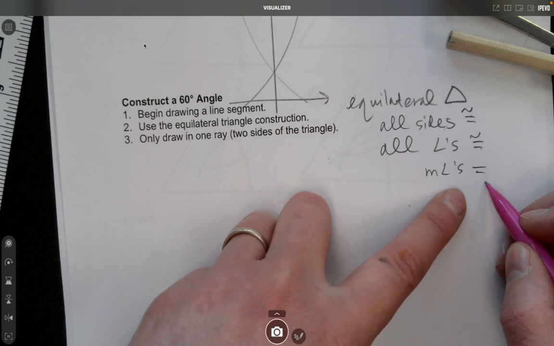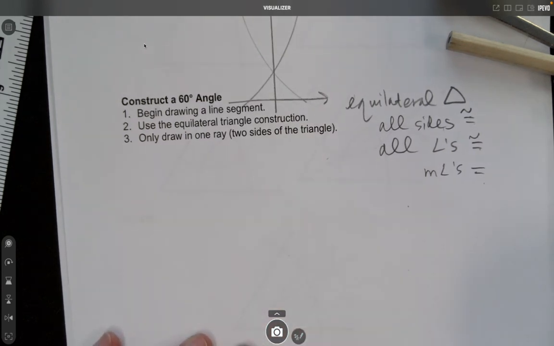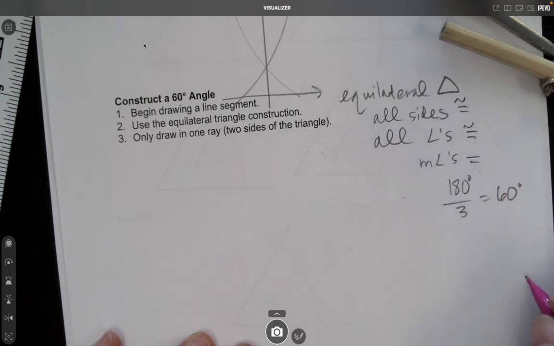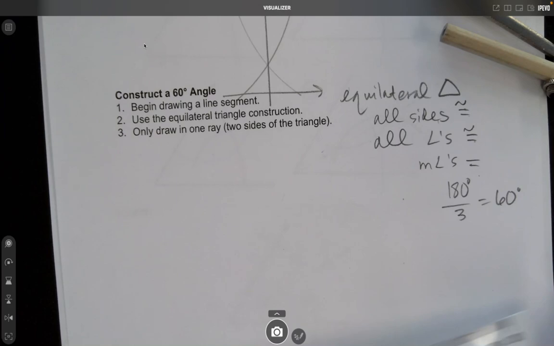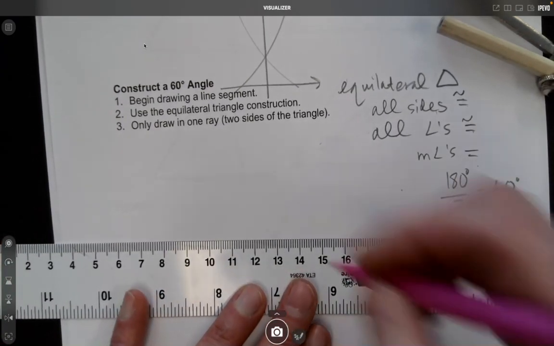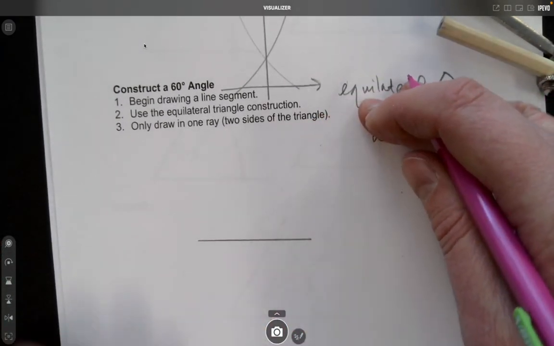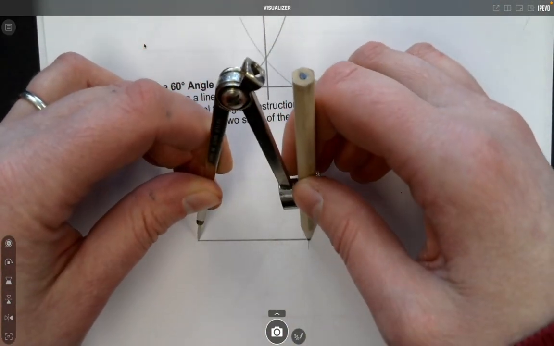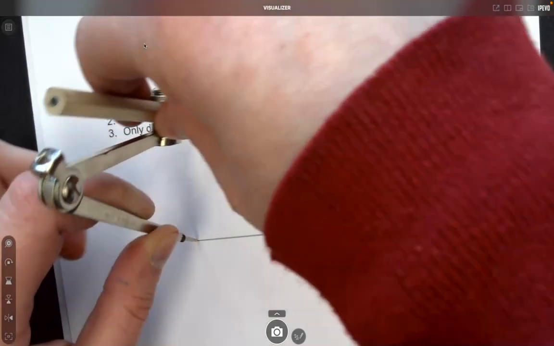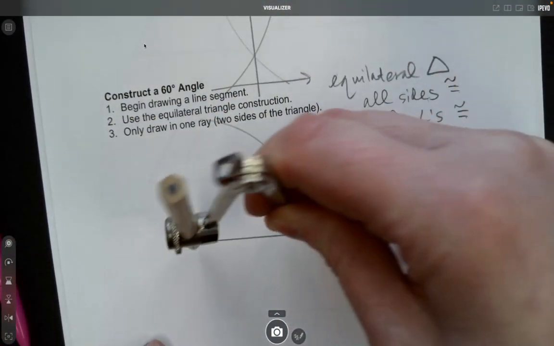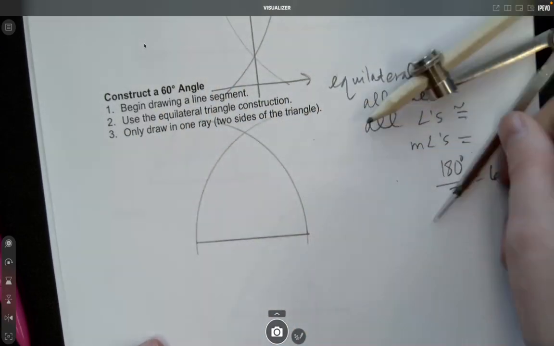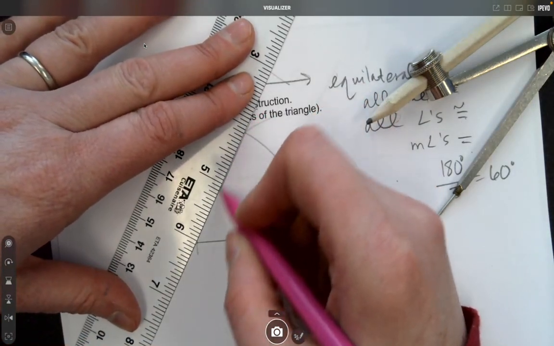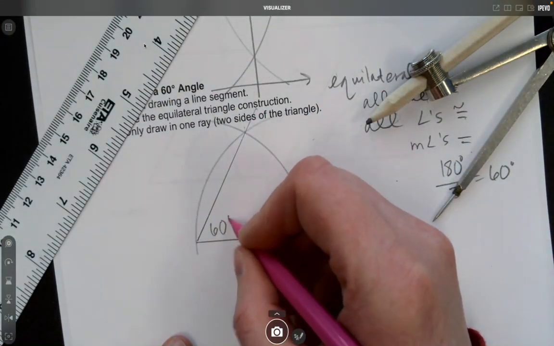But if we know all of our angles are equal and the angles together have to add up to 180, well, 180 divided by 3 would be 60. So all of the angles are going to equal 60 degrees. So basically, I just have to make an equilateral triangle, and then I have a 60-degree angle. So we're going to make a line segment, and then we're going to stretch our compass out like this. And it has to be exactly that length for an equilateral triangle because all our sides are equal. Make an arc from one side, make an arc from another. And then if I only connect this on one side, then I have just an angle and not a triangle. So here is my 60-degree angle.